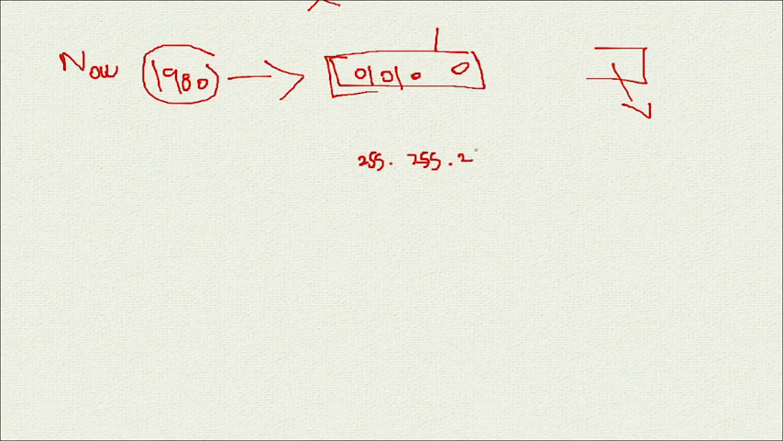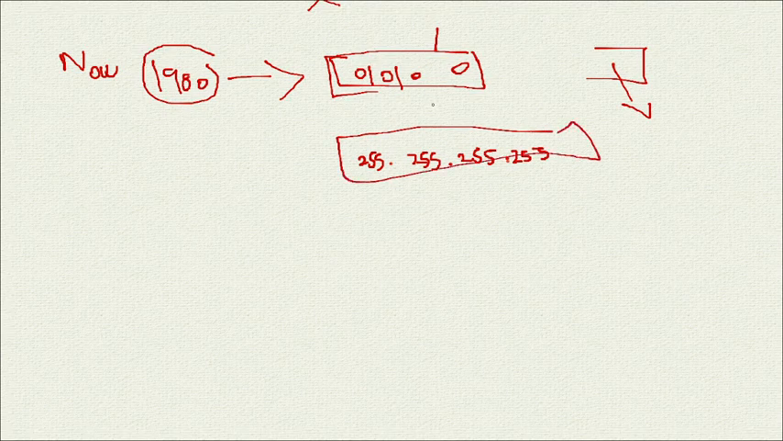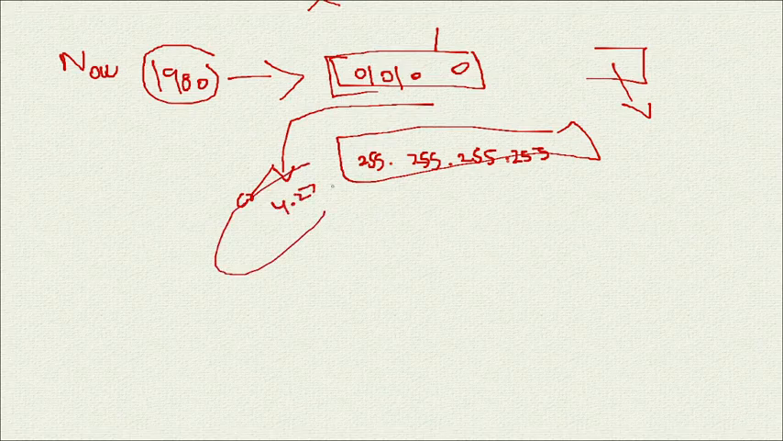255.255. This is the last IP address. This is the first IP and this is the last IP. This range contains 4.27 crore IP addresses. So the whole IP address range is 0.0.0.0 to 255.255.255.255.